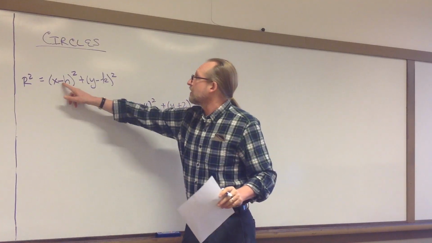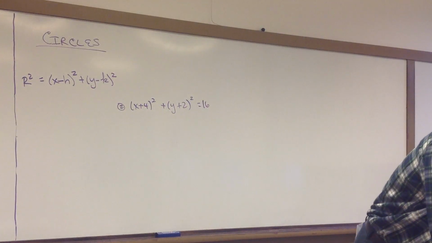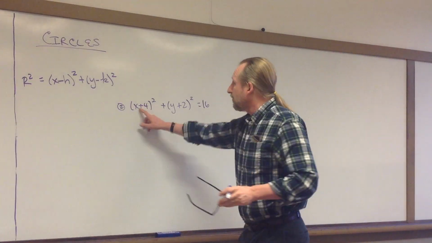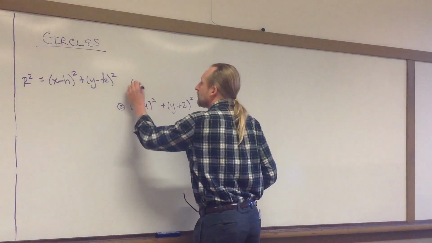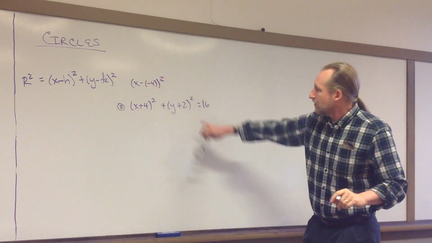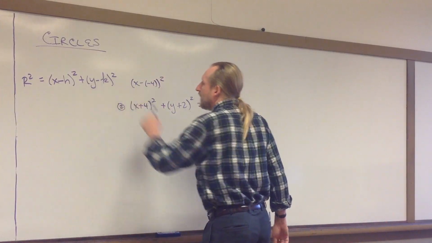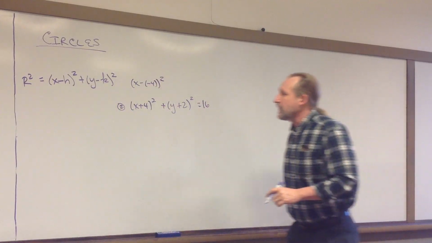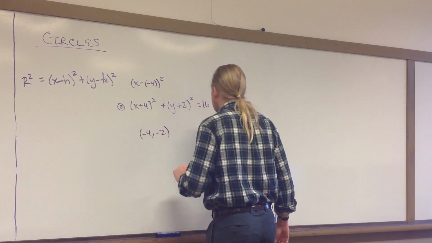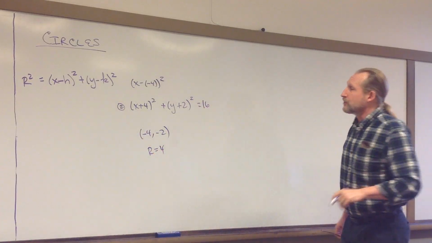Now notice that these are subtraction symbols in the standard equation. And so if you see a plus here, then what you're working with is x minus negative 4, and over here, y minus negative 2. And so the coordinates for the center of the circle are negative 4, negative 2. And our radius here is the square root of 16, which is 4.